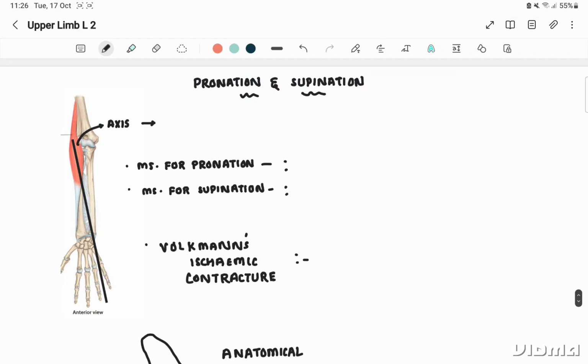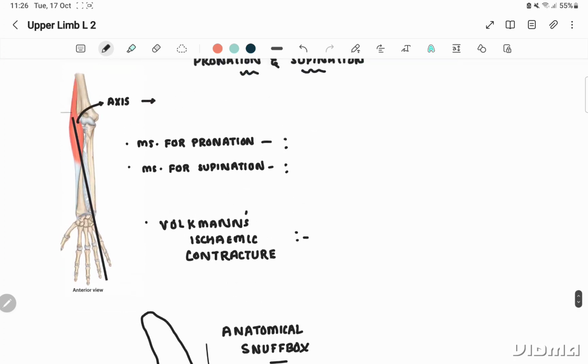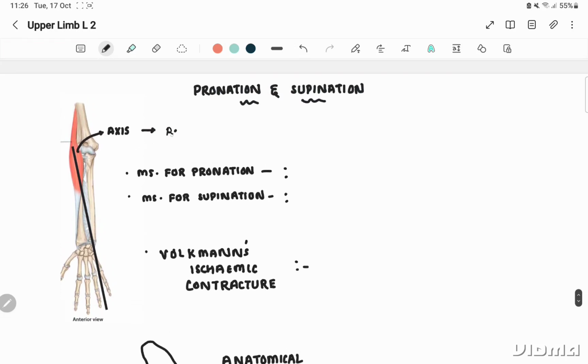Okay. Then we have to discuss a concept called supination and pronation. Pronation and supination. We have an axis. Okay, we have an axis here passing from the head of the radius to the articular disc of the inferior radio-ulnar joint. Okay, the axis passes from the head of the radius, radial head, to the articular disc of the inferior radio-ulnar joint.